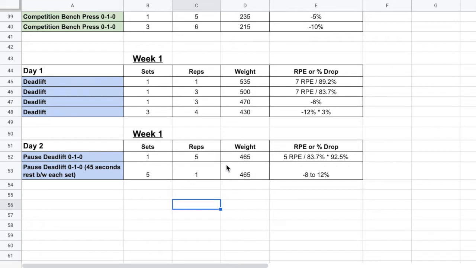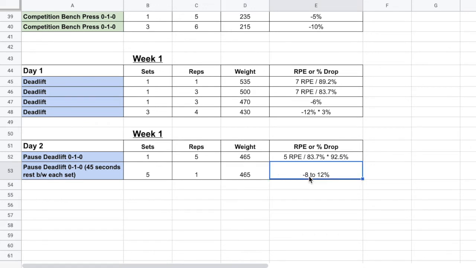We did a top set of 5 and then kept the same weight. And here's another way we can change intensity without even changing weight: instead of doing another set of 5, I did 5 sets of 1 with a 45-second rest in between. Because that is a 4 rep difference, that's about a 12% drop, even though the weight stays the same.